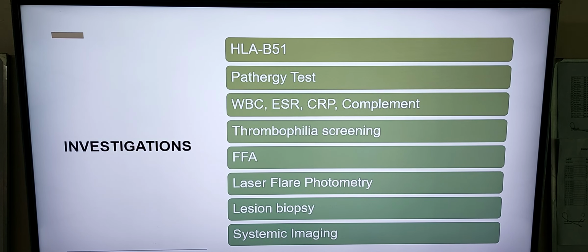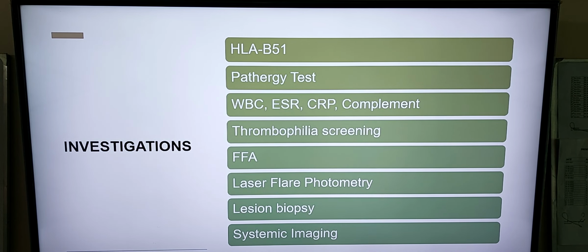Then lesion biopsies can be taken from the synovial fluid, or lumbar puncture can be done to take some of the cerebrospinal fluid to check for the disease process. And then there is systemic imaging, which includes CT scan, MRI, and then venographies to rule out aneurysms and areas of vasculitis.